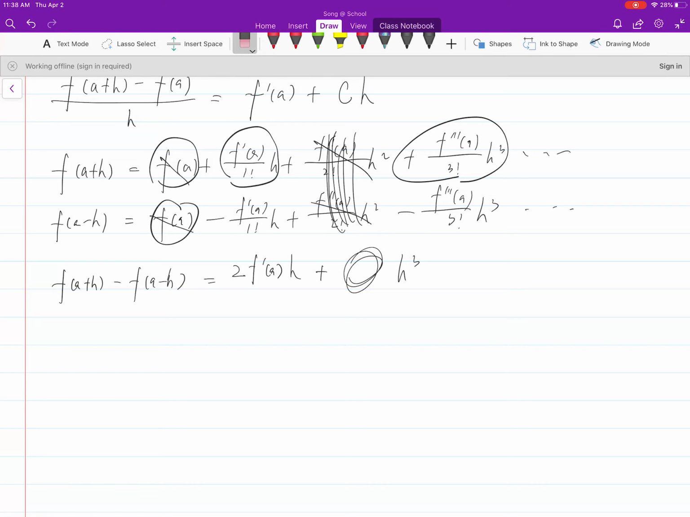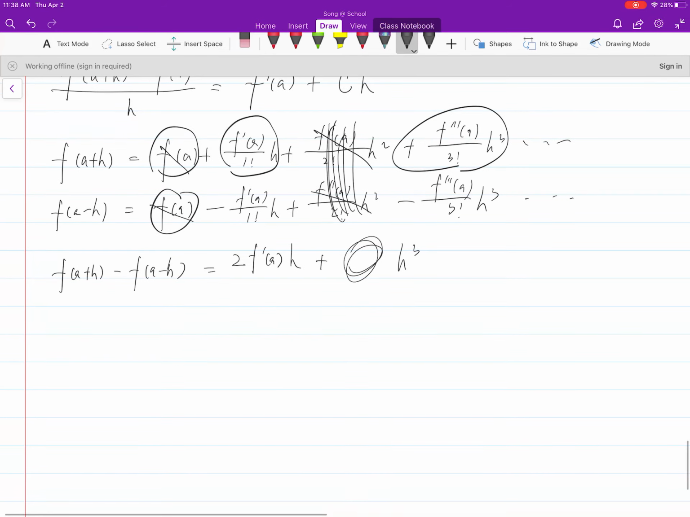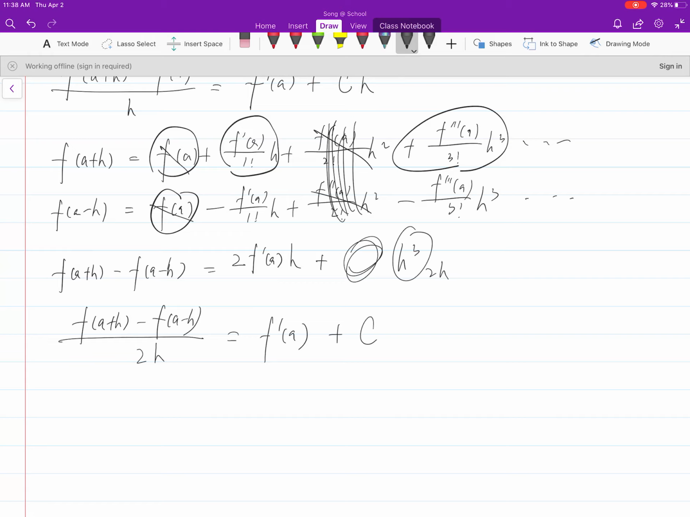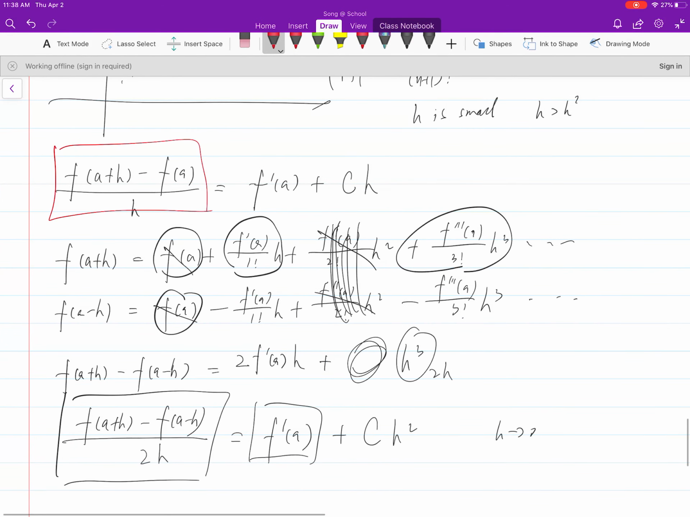Now, if we use the error estimate of Taylor polynomial, you just have an h to the cube term here, which is the dominant one. Now, if you divide by 2h on both sides, we get the central difference formula. This one, after you divide by 2h, will become a constant times h squared. So as far as you can know, when h goes to 0, this one also goes to f prime(a). When h goes to 0, this one also goes to f prime(a). So they're as good as each other if you let h go to 0.